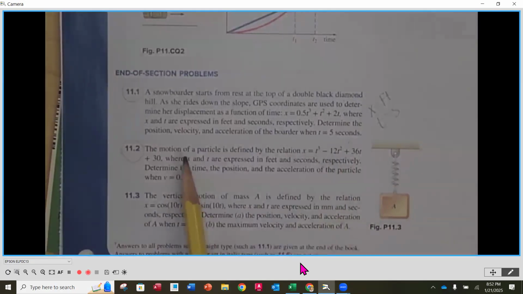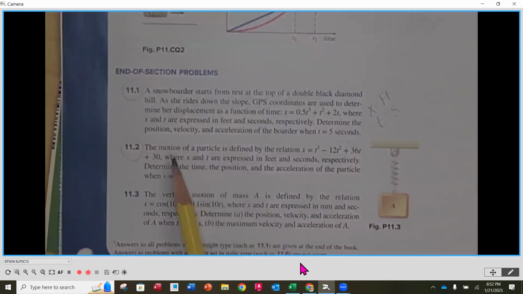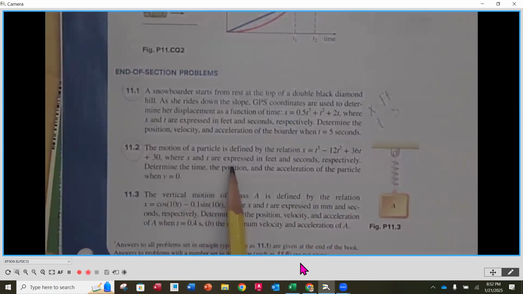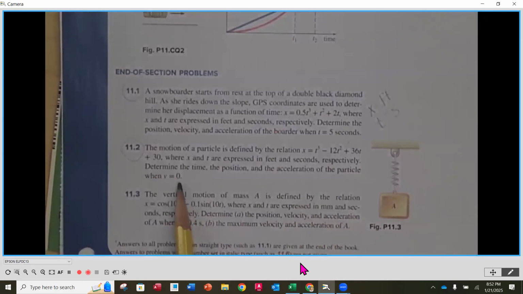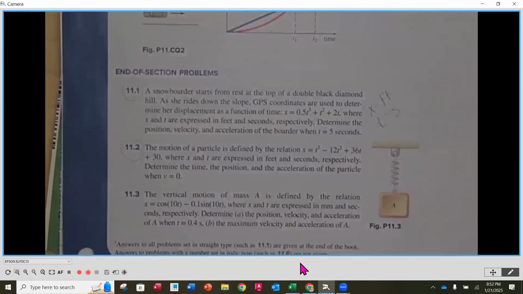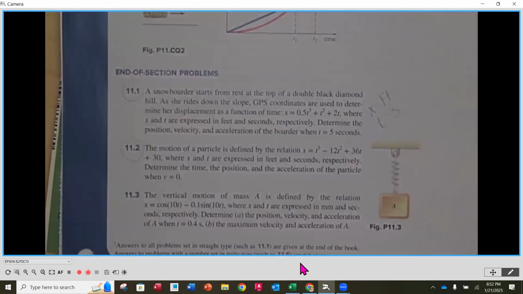The second one here, 11-2, defines the motion of a particle with a position equation. Don't forget on the next line it says plus 30, where x and t are expressed in feet and seconds. Determine the time, position, and acceleration of the particle when the velocity is equal to 0. That's going to be setting the velocity equal to 0 once you get that equation, and then using that time to determine the position and the acceleration. Again, you can do that all in Excel, making sure that you highlight or label the answers. Okay, so those first two you would be good on.